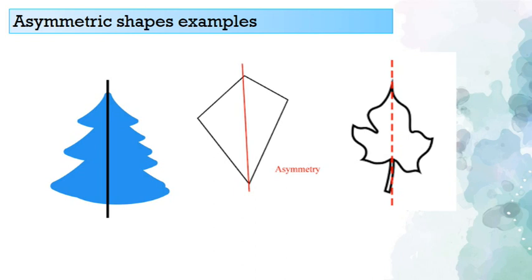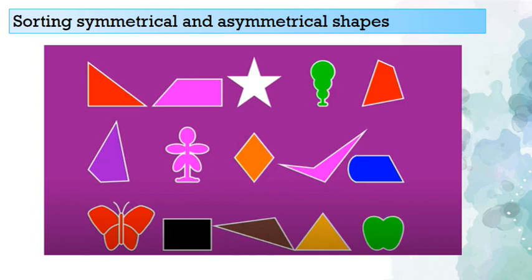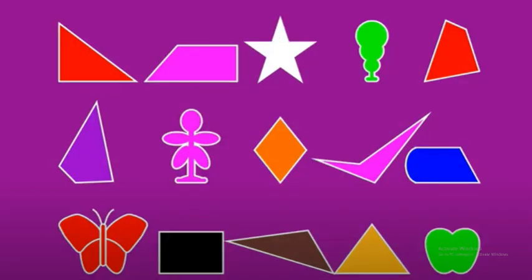Students, let's sort symmetrical and asymmetrical shapes. Here are some shapes I have selected. What you have to do is sort these shapes into symmetrical and asymmetrical. I will pause this video for 5 minutes. So you have to sort symmetrical and asymmetrical shapes.